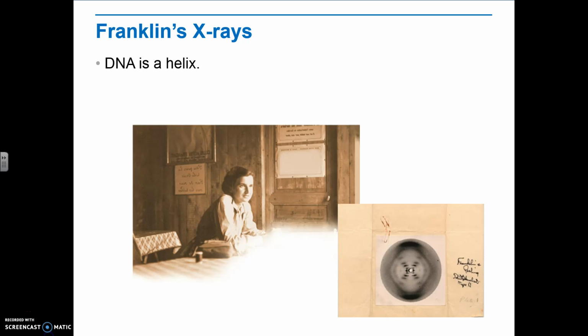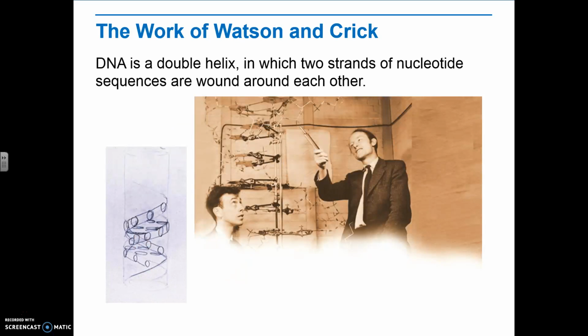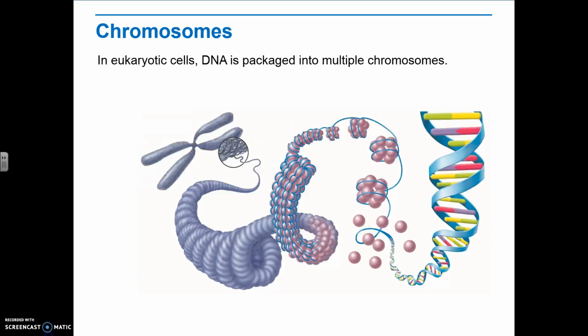Rosalind Franklin came along and was able to X-ray DNA, and so you can see from the picture on the bottom right, this is a cross-section looking down at a DNA strand. She saw that you had the phosphate group and the sugar around the outer circle there. She was able to tell that that double helix was twisted and the nitrogen bases were near the center of the molecule. This led the way for Watson and Crick to come up with a basic DNA model that we use today.